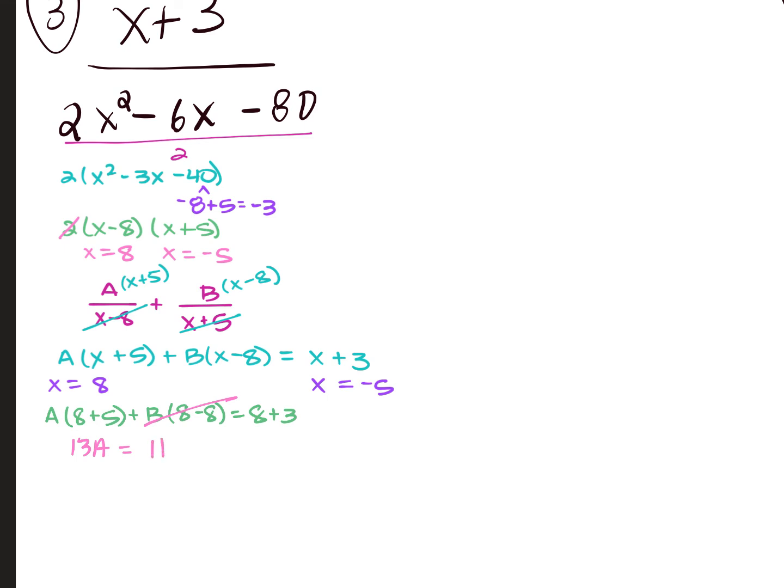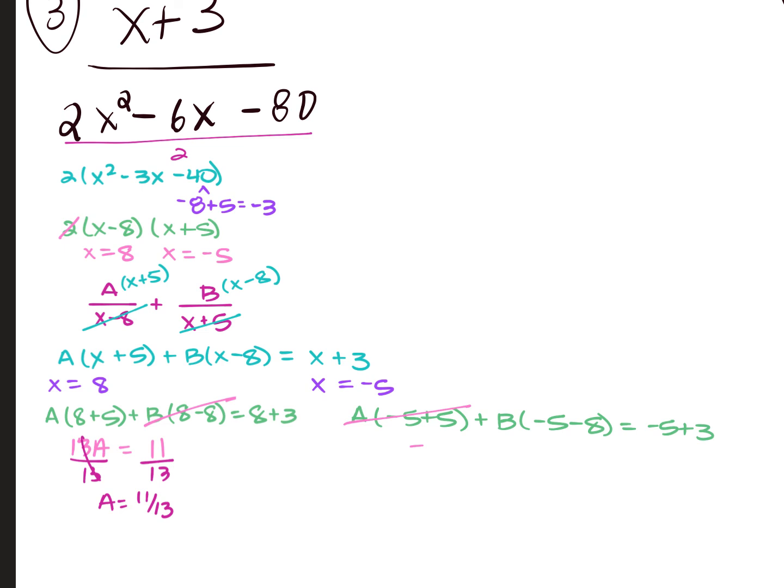Divide each side by the 13, and you get that a is 11 over 13. For when x is equal to negative 5, that's going to give you a times negative 5 plus 5 plus b times negative 5 minus 8 is equal to negative 5 plus 3. Negative 5 plus 5 is 0, times a, cancels out. Your negative 5 minus 8 is negative 13, times b, is equal to negative 5 plus 3.